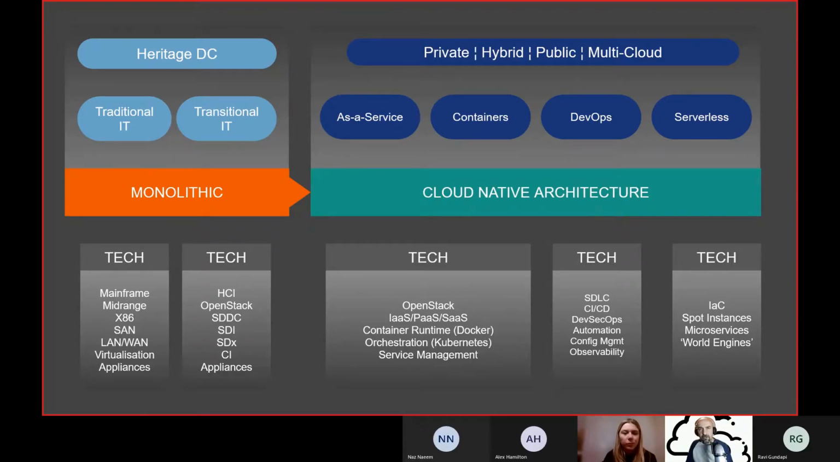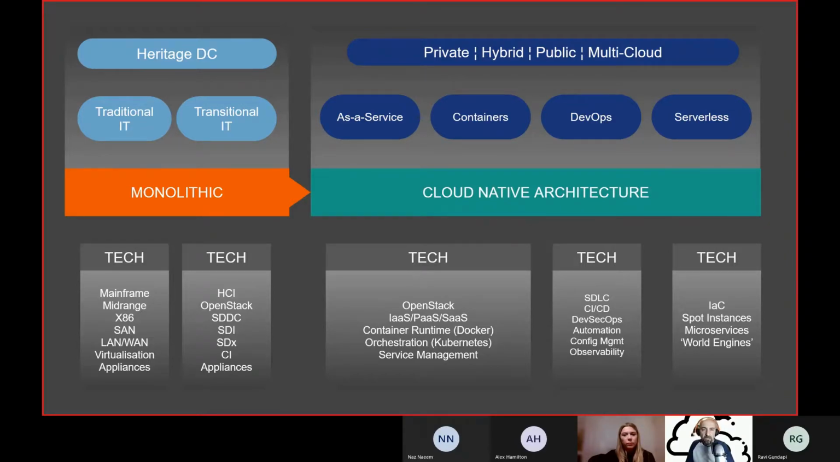So I call this transitional because for me this is not really a strict definition of cloud or running cloud services on these types of technologies. Cloud is really where you start looking at implementing a cloud native architecture, maybe starting with an as a service stage where you take advantage of things like infrastructure as a service, platform as a service, or maybe even SaaS.